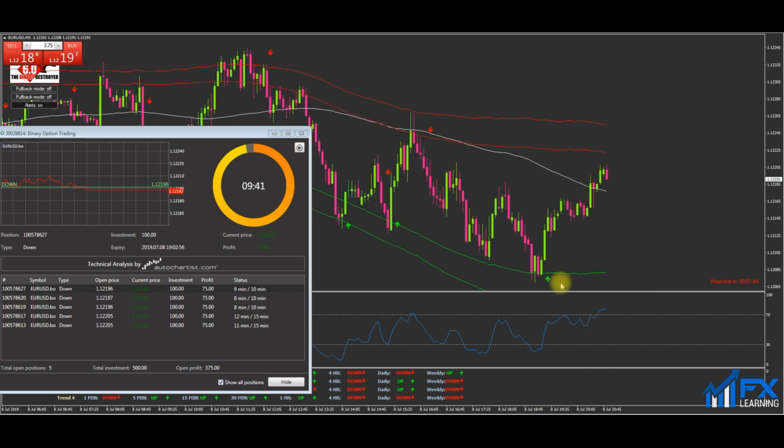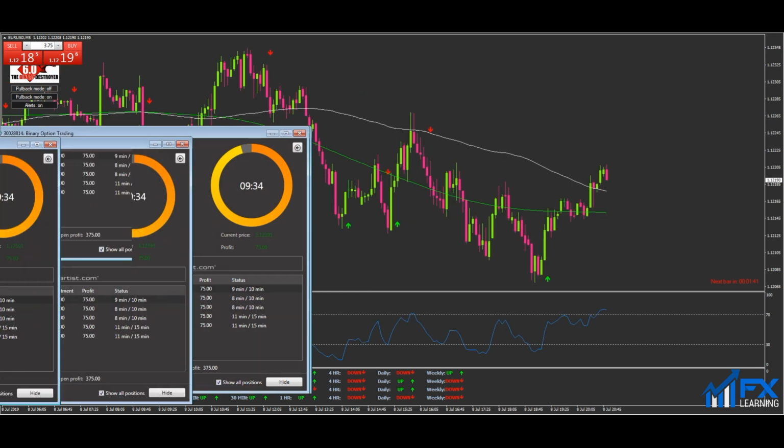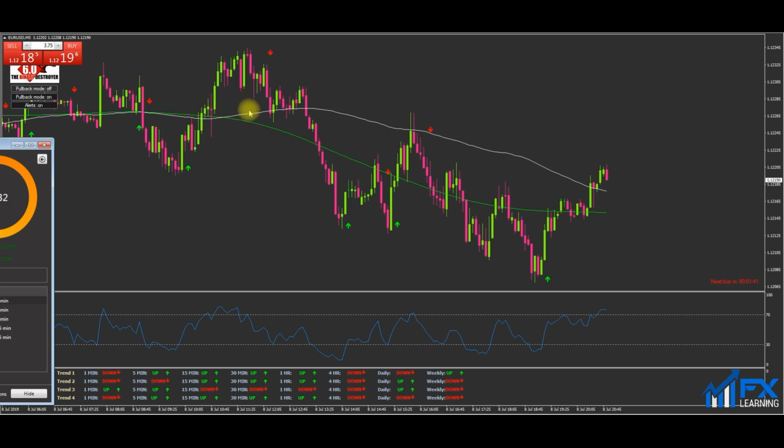Let me just load up the default settings. You'll notice how price is still in a downtrend. Notice how we crossed over here, the white line goes on top, signifying a downtrend. Now it's quite obvious price is in a downtrend, so I want to be taking sell trades, and I don't want to be buying the market when it's in a downtrend.